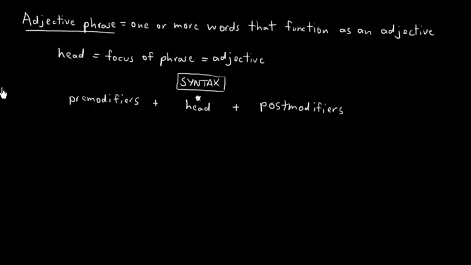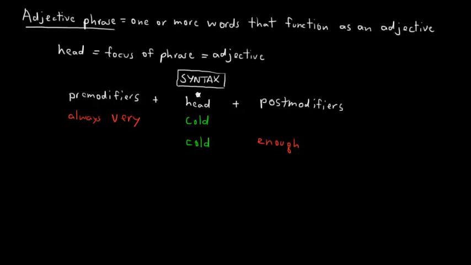Pre-modifiers and post-modifiers are usually adverbs, but not always. A very common adverb: so, very cold. You can have more than one: always very cold. Then there are some adverbs that prefer to come behind the adjective. So, cold enough. It was cold enough. Now, they don't always have to be adverbs.